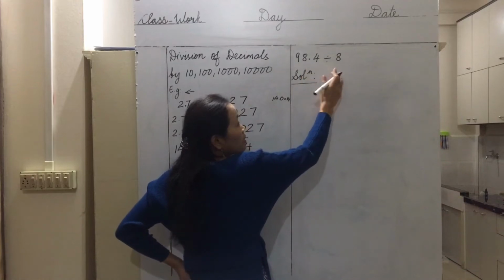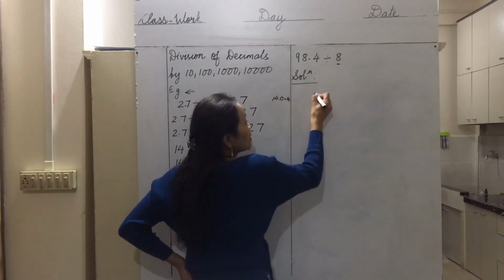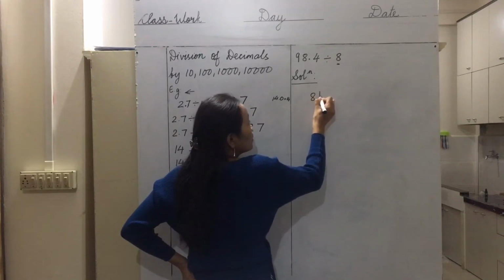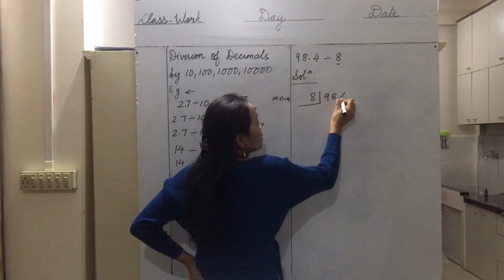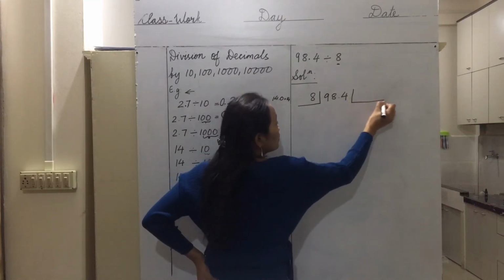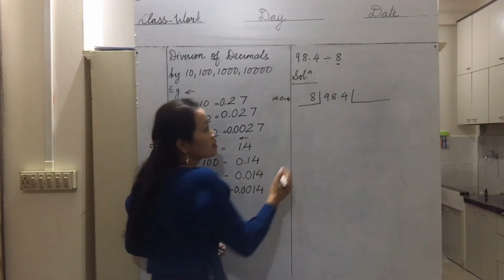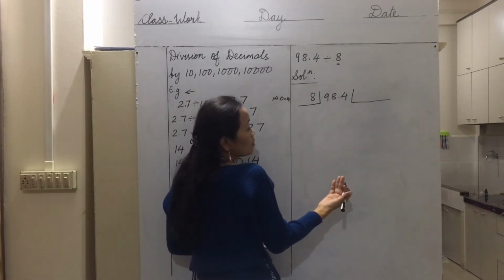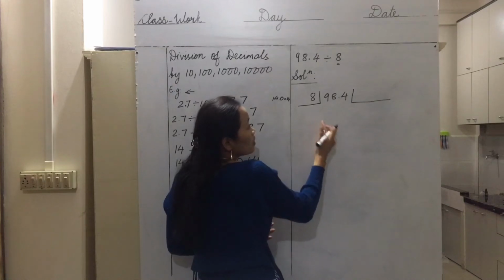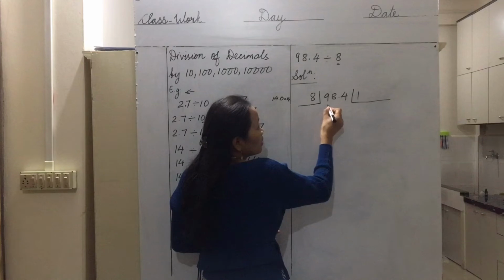Since the divisor is not 10 or a power of 10, thus 8 will divide. We need to divide it like this. So when 8 divides this, we will divide as the usual division, right? 8 1 8.